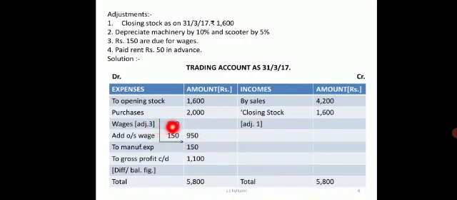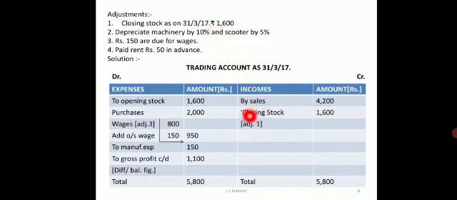So wages given in trial balance 800 plus adjustment of 150 gives me a total of 950. Next, manufacturing expenses are all direct expenses relating to production, 150. Now coming to the income side. So I have sales. Sales is 4200 and closing stock which is given in the adjustment.